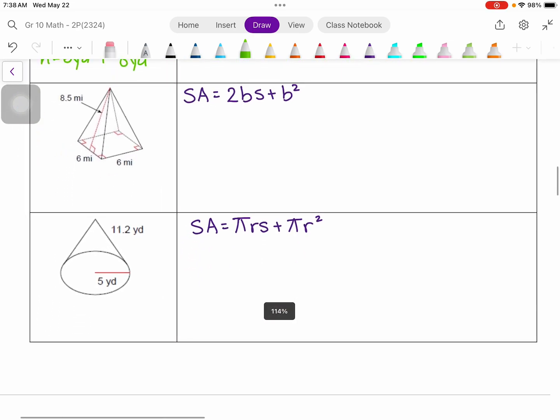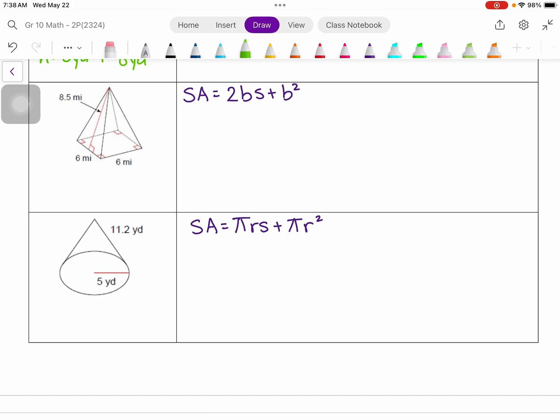For our next question, we have a square-based pyramid, so our B is 6 and our slant height S is 8.5. So we have 2 times the base, which is 6, times the slant height, which is 8.5, plus we have the base squared. So this equals 102 plus 36, and that equals 138 miles squared.